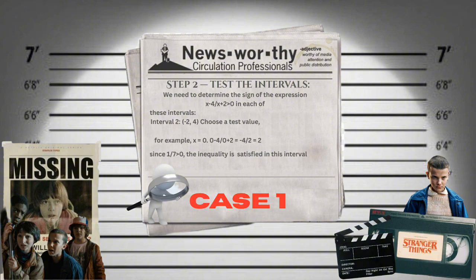Interval 2. Now, let's test the intervals for the inequality x minus 4 over x plus 2 is greater than 0. For the interval negative 2 to 4, let's pick x equals 0. Substituting gives 0 minus 4 over 0 plus 2 is equal to negative 4 over 2, and that turns to negative 2. Since negative 2 is less than 0, the inequality is not satisfied in this interval.